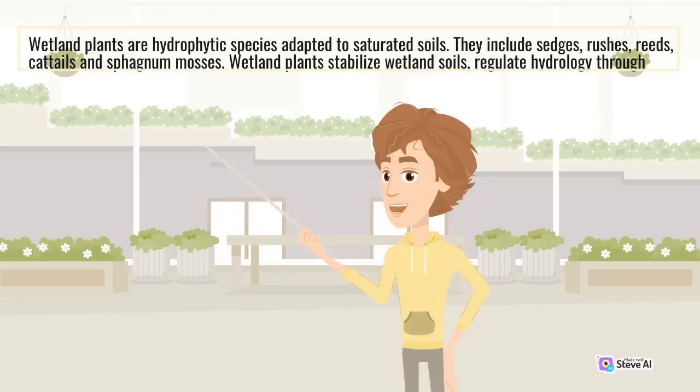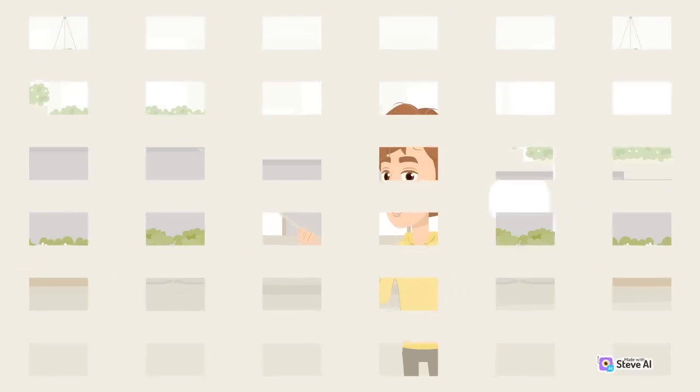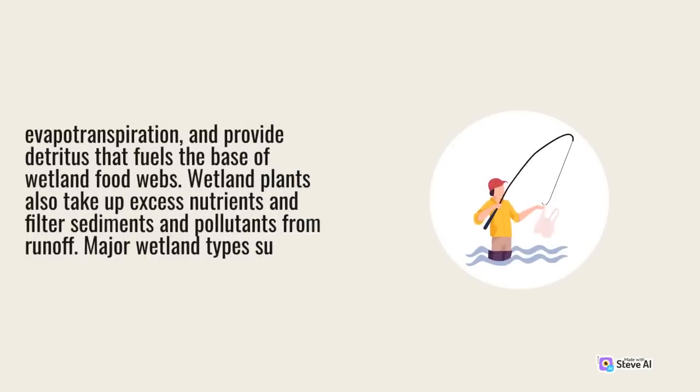Wetland plants are hydrophytic species adapted to saturated soils. They include sedges, rushes, reeds, cattails, and sphagnum mosses. Wetland plants stabilize wetland soils, regulate hydrology through evapotranspiration, and provide detritus that fuels the base of wetland food webs. Wetland plants also take up excess nutrients and filter sediments and pollutants from runoff.